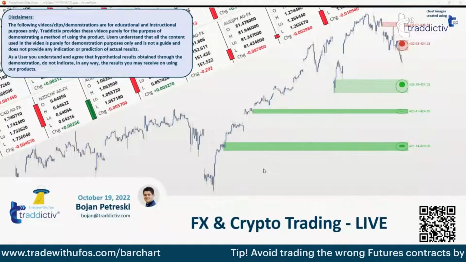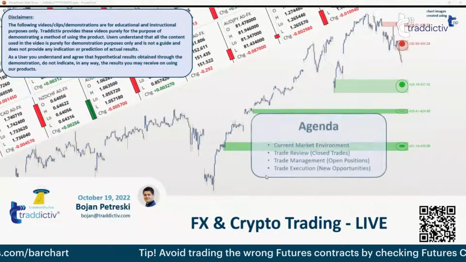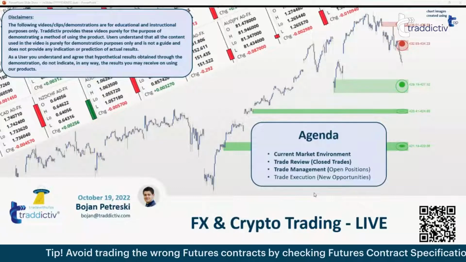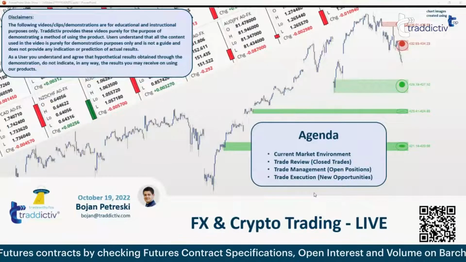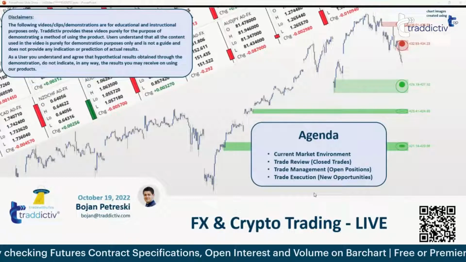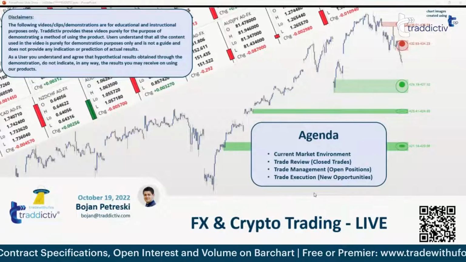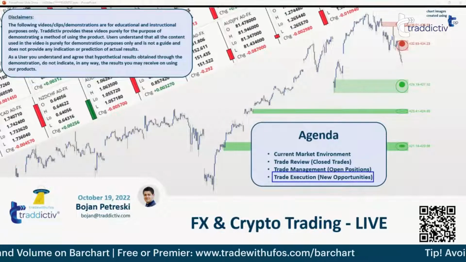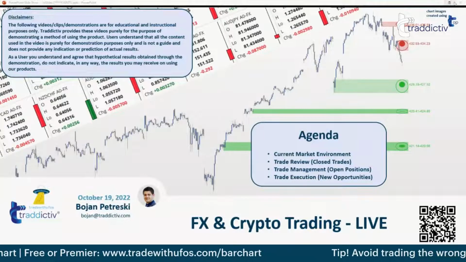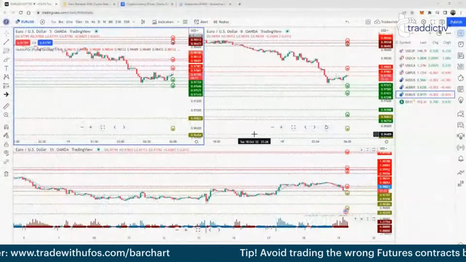So, all right, let's go ahead and get started with the session for today. This is the agenda for today. We're going to look at the market environment. We're going to manage any open positions, review any closed positions, and of course, we're going to execute on new opportunities. So, let's go ahead and get started with this session for today.